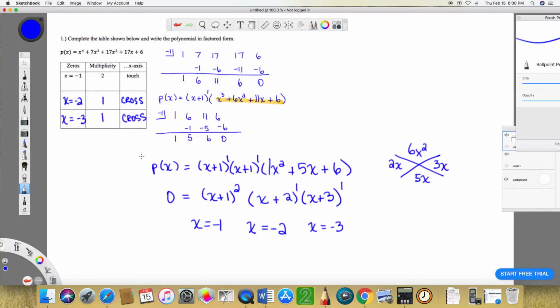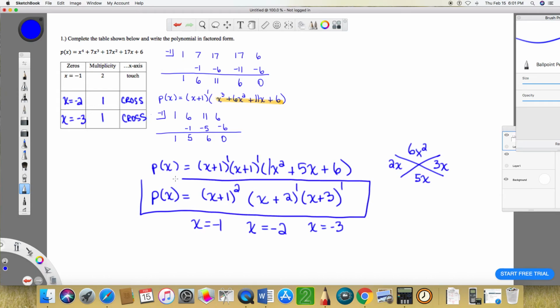So we're done here. They wanted us to write this in factored form. So here it is. Here's that polynomial completely factored.